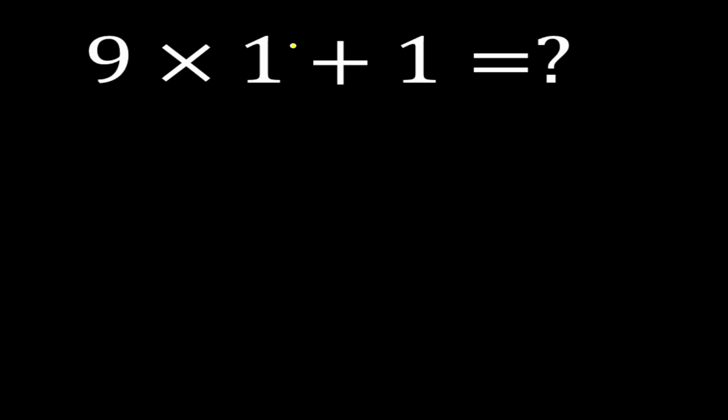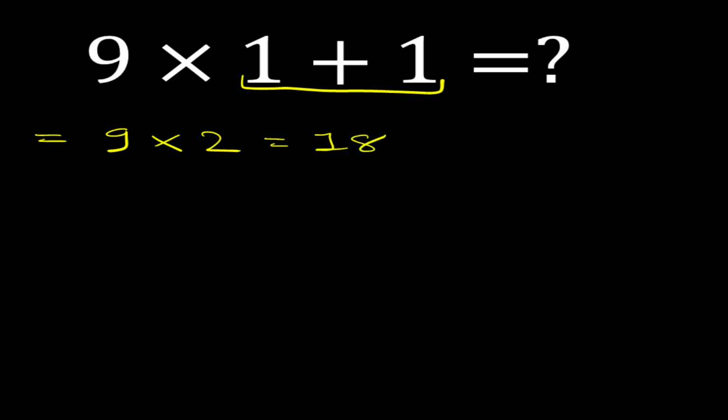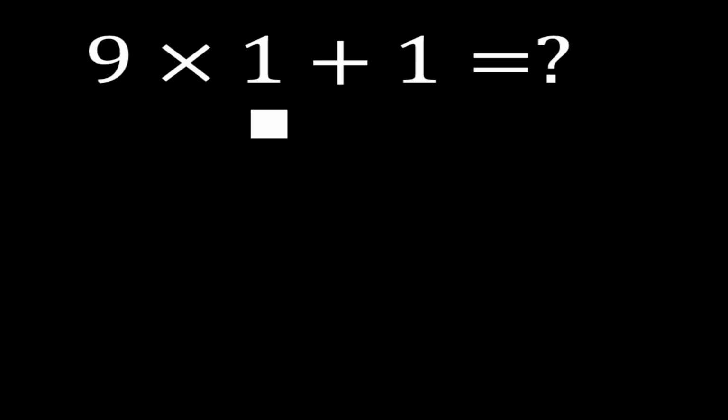So here is question number 1. Most people solve this question like 1 plus 1 is equal to 2. So now 9 multiply 2 is equal to 18. But here this answer is not correct. So now let's solve this problem correctly by using the PEMDAS rule.